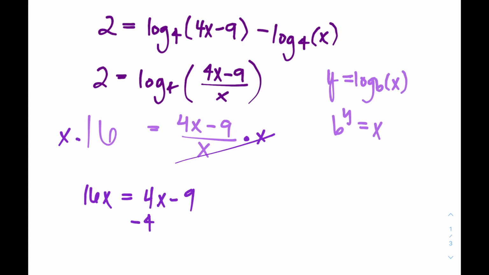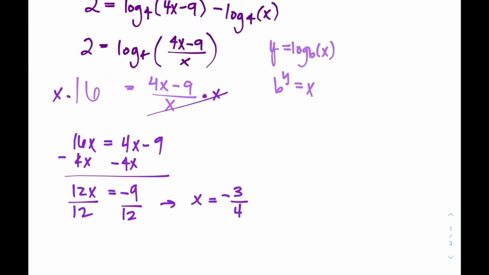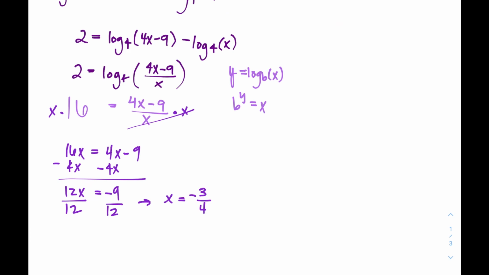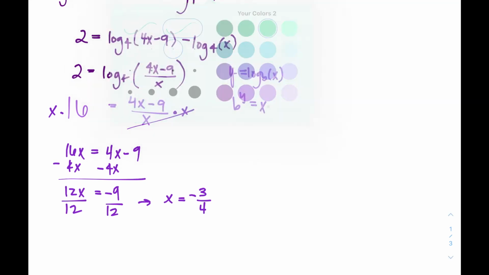Subtract 4x from both sides. We'll have 12x equals negative 9. Divide both sides by 12, and we get that x equals negative 3/4. Okay, it can be tempting when you see just one answer to be like, yeah, I've got one answer, I don't need to check it, it's got to work. But we always have to check our answers. We can't just leave something hanging like that.